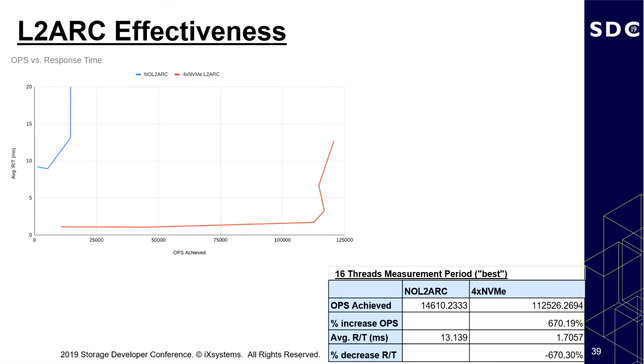We scale out to this magic number that the marketing team cares about. We're actually up over 100,000 ops with that large active data set size. So this is something they can use in sizing, which is pretty cool. So 670% increase in operations per second, and a 670% decrease in latency at the 16 thread data point.